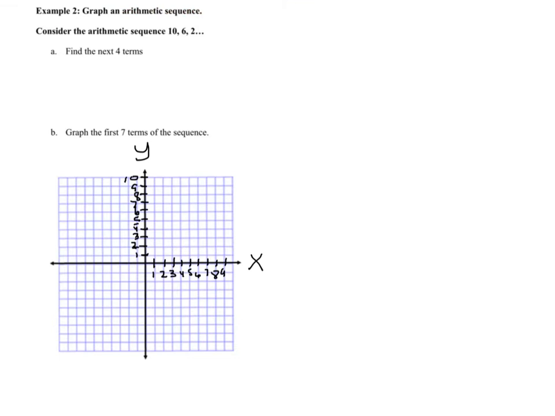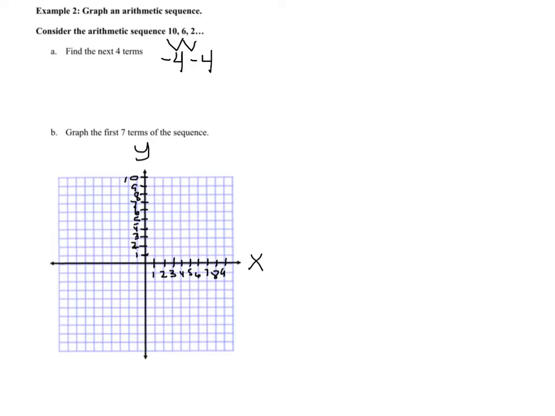In example 2, we're actually graphing an arithmetic sequence. First they gave us the sequence 10, 6, 2. And first we need to figure out what that common difference is. To get from 10 to 6, we're going to be subtracting 4. Remember, subtraction is okay because we can also say plus negative 4. And to get from 6 to 2, we're also subtracting 4 or adding negative 4.